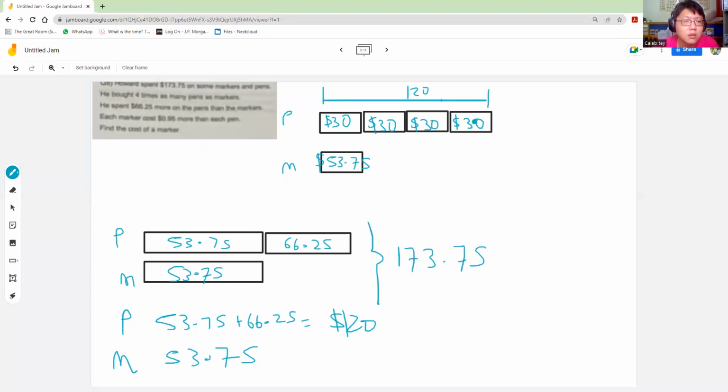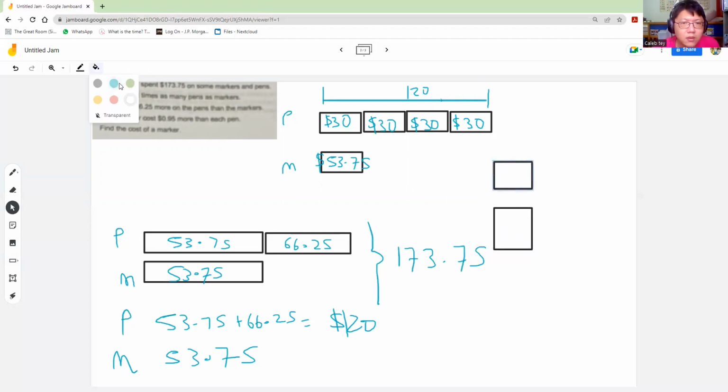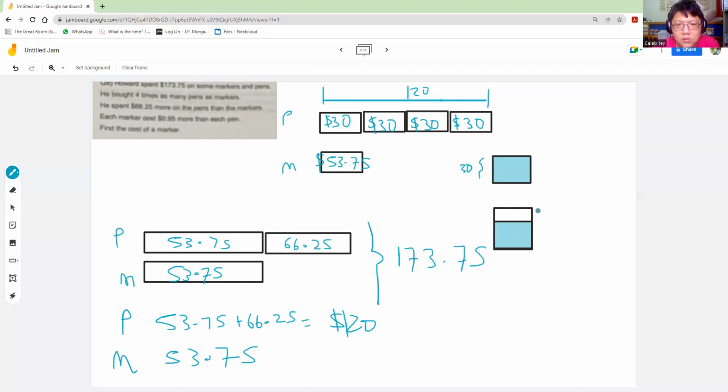So then, what to do next? The next step was exactly what we did right at the very start of the session. Remember, I drew the pen. I zoomed in, right? I drew a pen and a marker, and I said that the pen was $30. And this one is $30.